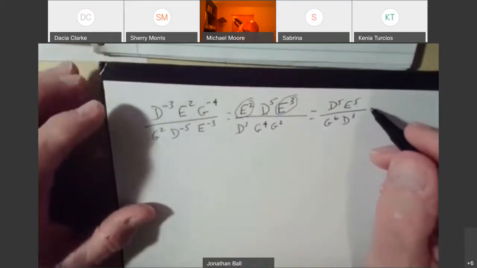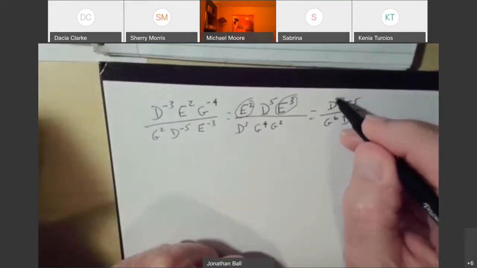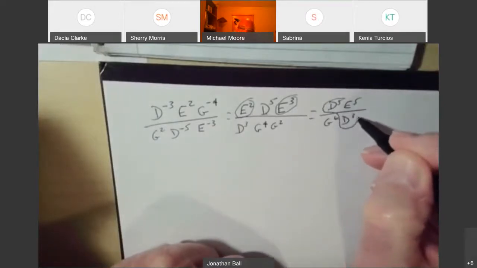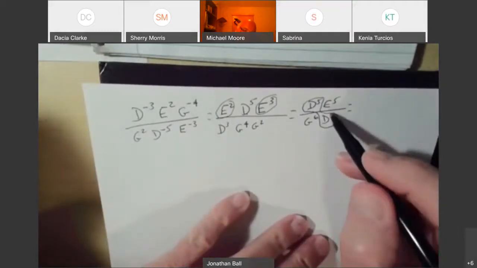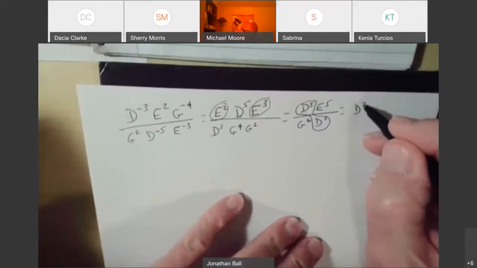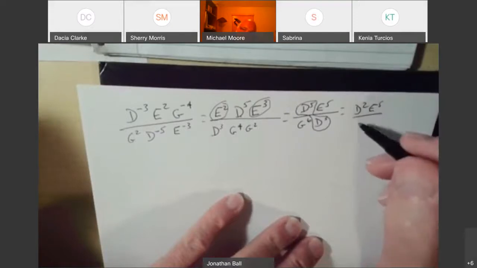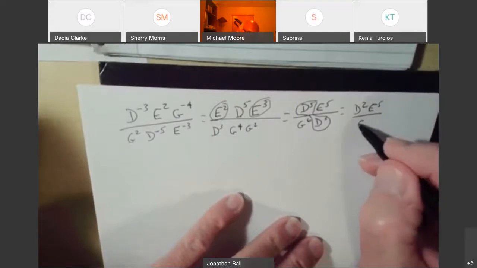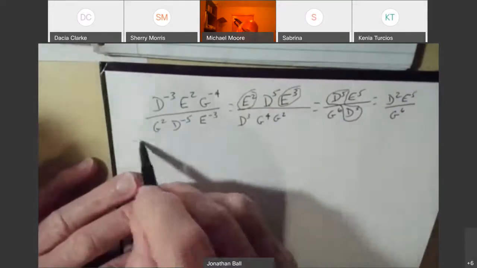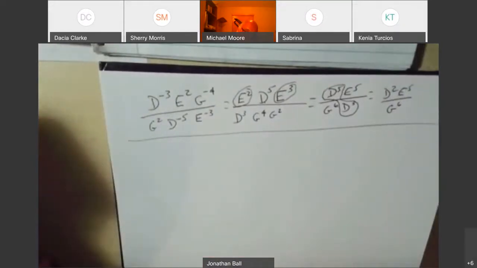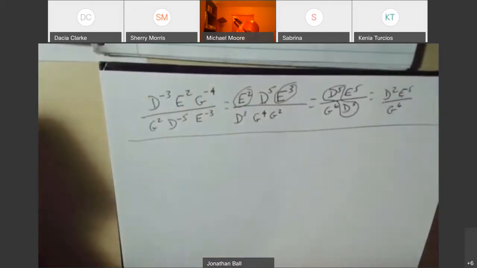Is there anything else we can do here? Yes. Reduce. Good. Reduce the d's, right? 5 minus 3 is 2, so d squared, e to the 5th over g to the 6th. Anything else? Should be e to the 5th d squared, but who cares?